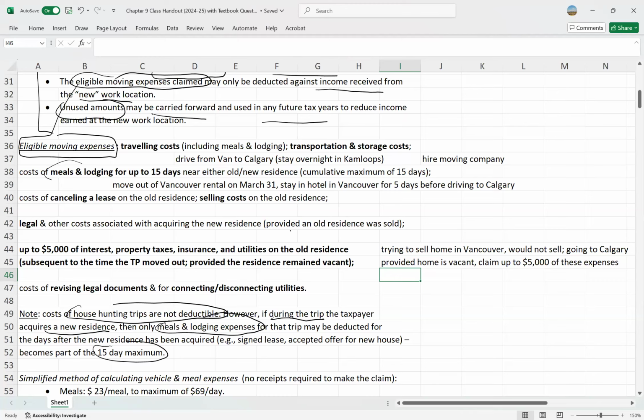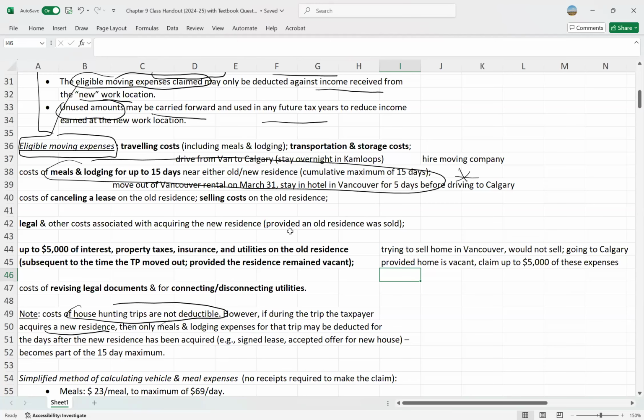Remember we talked about this 15-day maximum up here? Meals and lodging for up to 15 days close to your old or new residence. If you do a house hunting trip, let's say you fly out to Calgary for 5 days, and let's say at the end of day 2, you sign a lease to rent a place. So you've confirmed a new residence. Days 3, 4, and 5, the meals and lodging could be added to this meals and lodging up to 15 days maximum. And so we'll see this when we get into our first example.